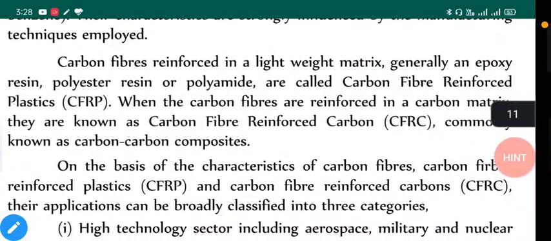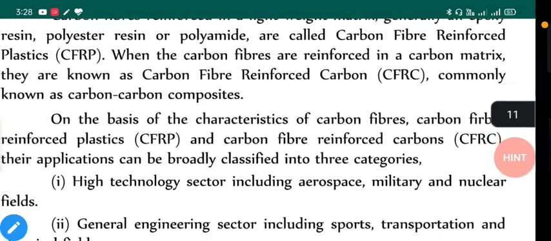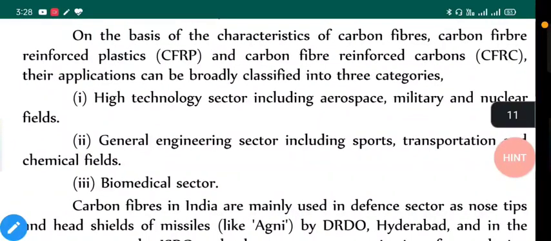Carbon fiber reinforced in a lightweight matrix, generally an epoxy resin, polyester resin, or polyamide, is called carbon fiber reinforced plastic, or CFRP. When the carbon fibers are reinforced in a carbon matrix, they are known as carbon fiber reinforced carbon, that means CFRC, commonly known as carbon-carbon composite. On the basis of the characteristics of CFRP and CFRC, their applications can be broadly classified into three categories.